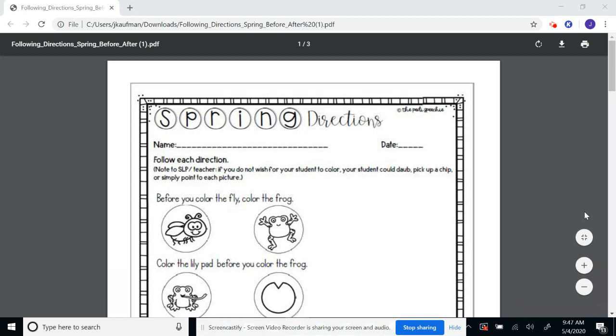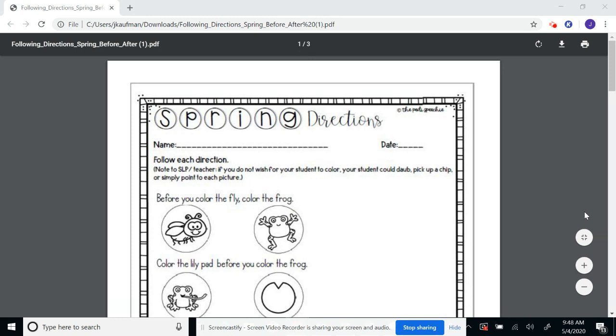So we're going to start by talking about what it means to follow a direction, why it's important, and then we're going to talk about the words before and after. So when you're at school and your teacher gives you a direction, it's important for you to listen to the entire thing so that you know what you need to do first, what you might need to do after that, and everything that you need to do to complete what your teacher asked you to do.